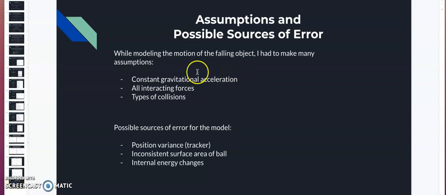So some possible sources of error. I had to assume that there was constant gravitational acceleration, all interacting forces I had to assume, and the type of collision being elastic. Other possible sources of error were the position variance from me putting points in Tracker, inconsistent surface area of the ball for drag, and internal energy changes.